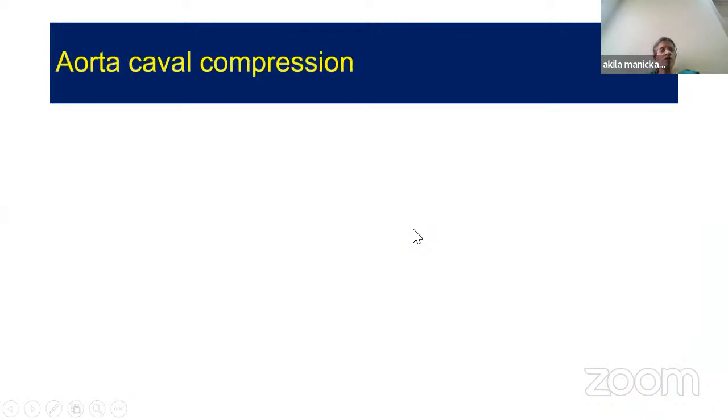So that is blood loss. And the next physiological change which occurs in the cardiovascular system is with regard to the aortocaval compression. What is aortocaval compression?